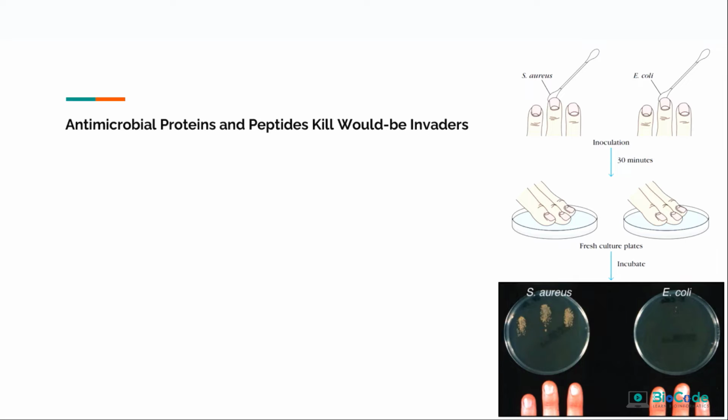The number of colonies of S. aureus, which is Staphylococcus aureus, and E. coli were determined. The results were astonishing, or we can say as we expected. Almost all of the inoculated E. coli were killed and most of the S. aureus survived. These E. coli were killed because of those antimicrobial peptides. So our skin is producing it on its own to prevent the pathogens from getting into our system.